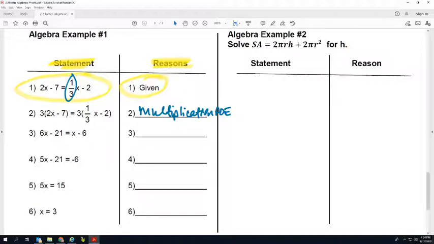All right, next. We end up distributing that 3 through the parentheses. So from 2 to 3, our process was the distributive property. That's what allows us to get step 3. The next step, we went from 6x minus 21 equals x minus 6 to 5x minus 21 equals negative 6. To make that happen, we subtracted x from both sides. So we used the subtraction property.